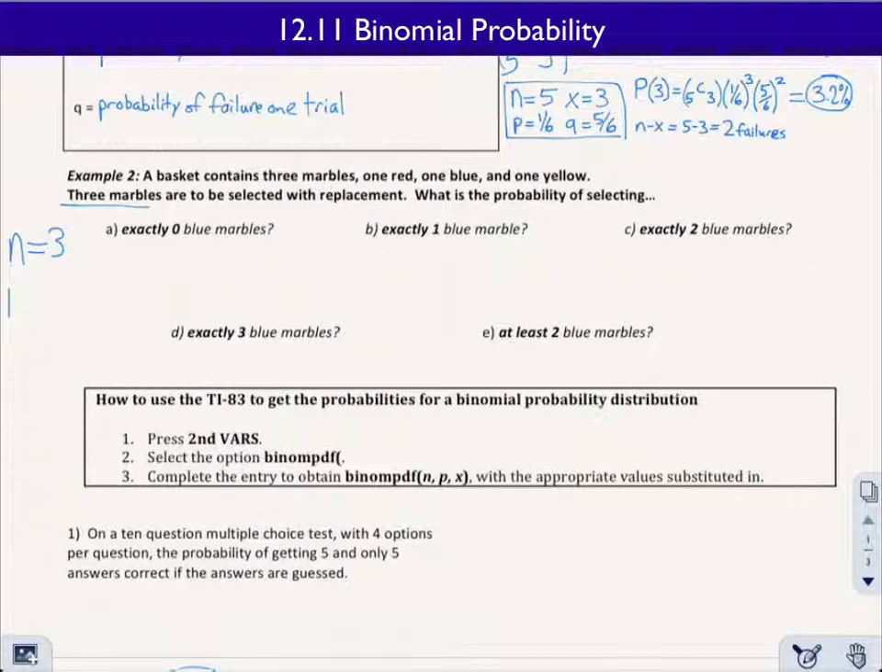The probability of getting a blue marble is always going to be 1/3 because there's 1 out of 3. And then the probability of failure is always going to be 2/3. So these 3 things are not going to change for our probability problems at all. The only thing that changes is our x. And so in letter A it says exactly 0 blue marbles. So here x is going to equal 0.